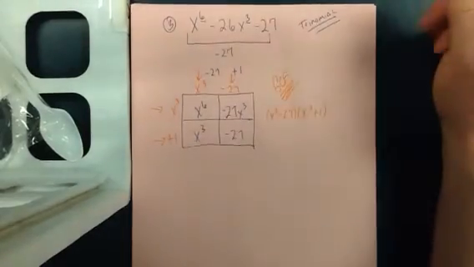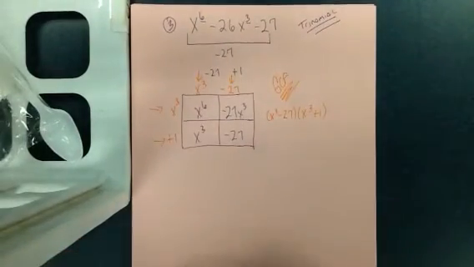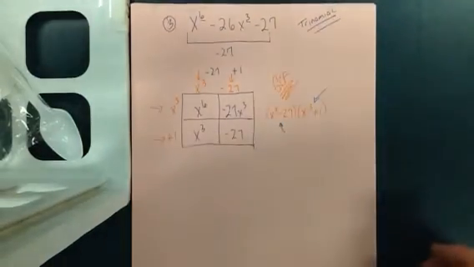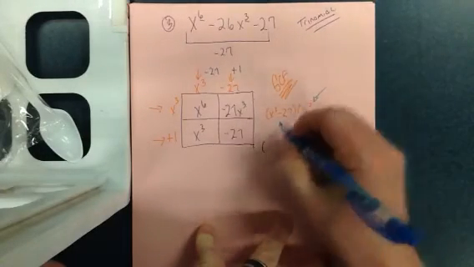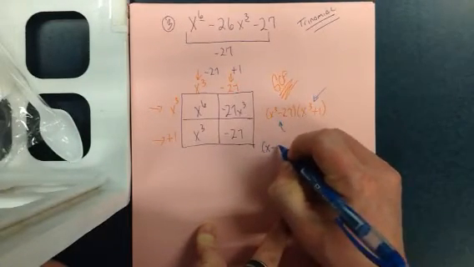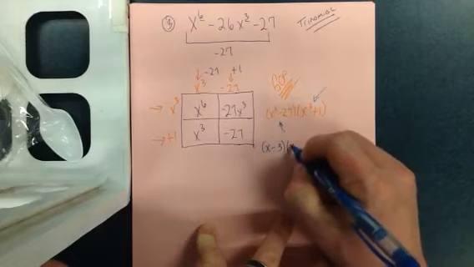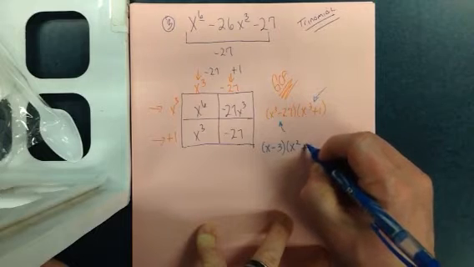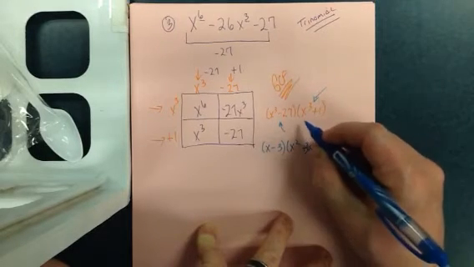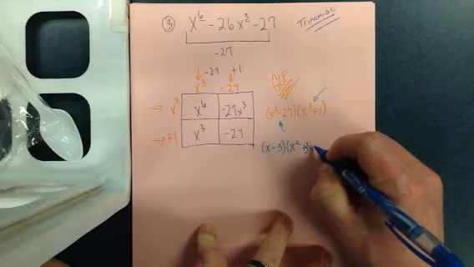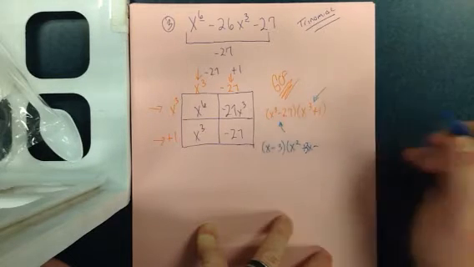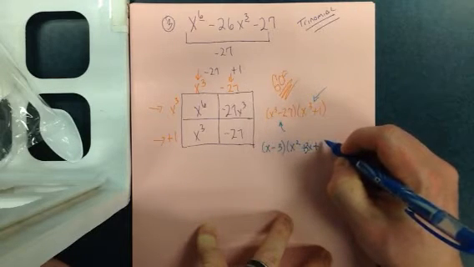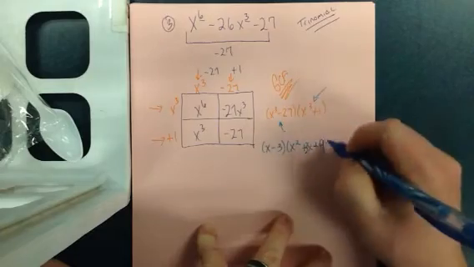Now we have two separate problems. This one is the difference of two cubes, and this one is the sum of two cubes. So we're going to end up with x minus 3, and then we have x squared plus 3x. I need to put my 3 in here. And then plus 9. Sorry, yes, plus 9.